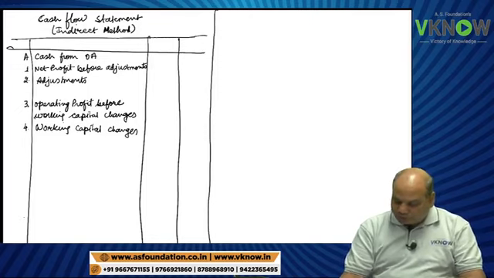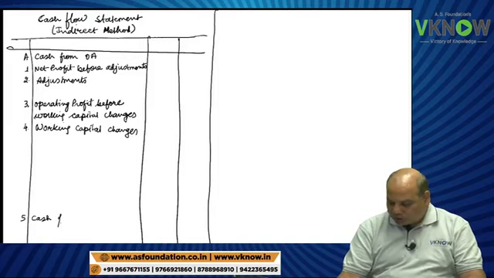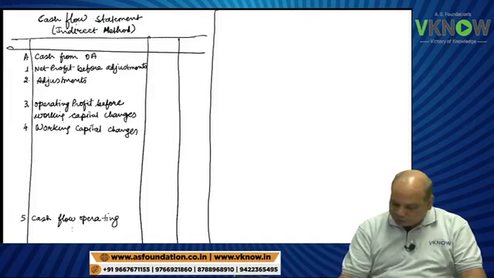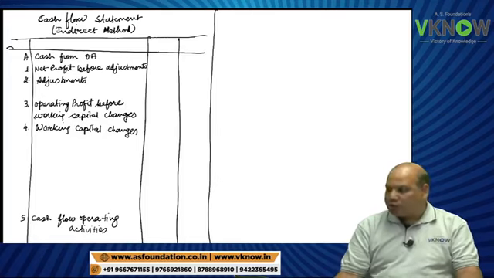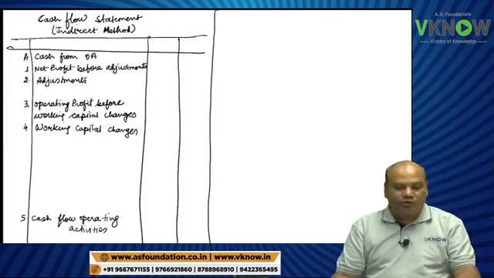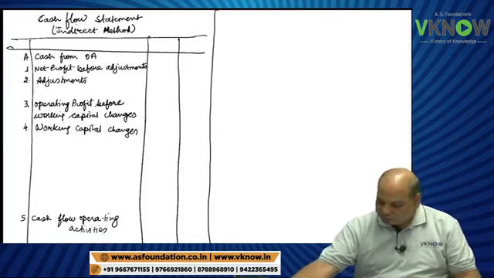And then point number 5, write down cash flow from operating activities. This question does not have tax, so I will save time by directly writing cash flow from operating activities because there is no taxation.